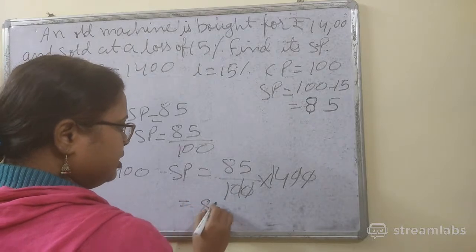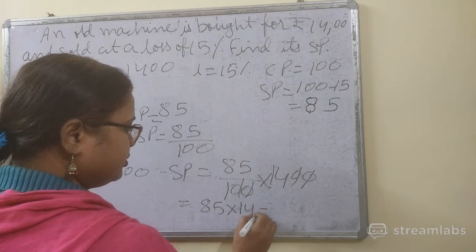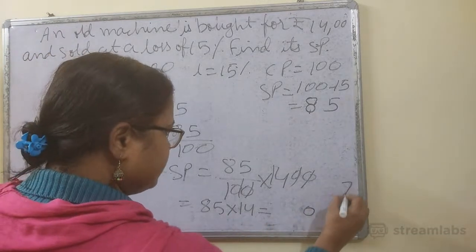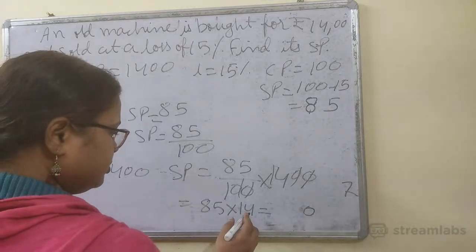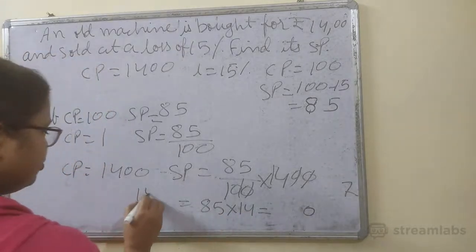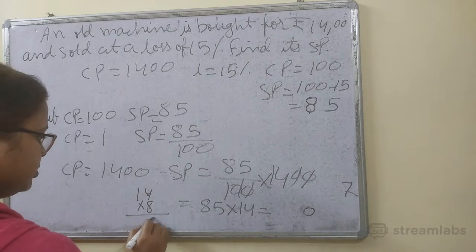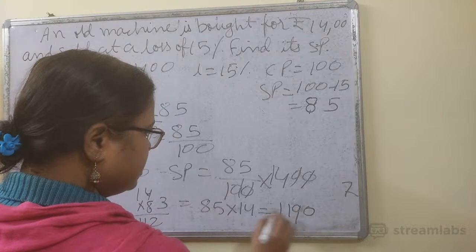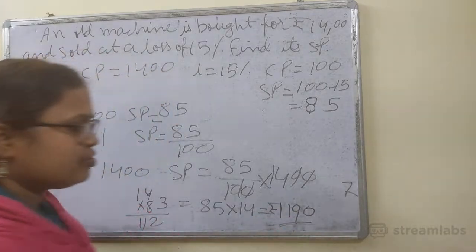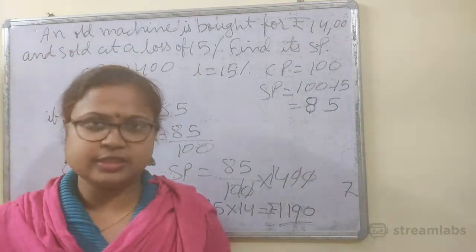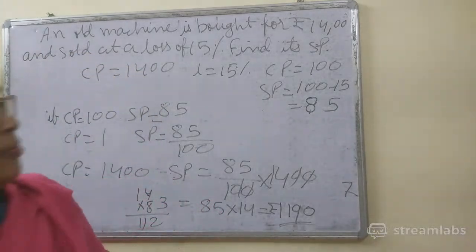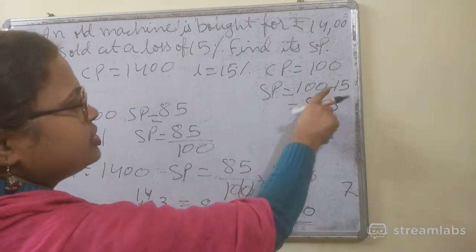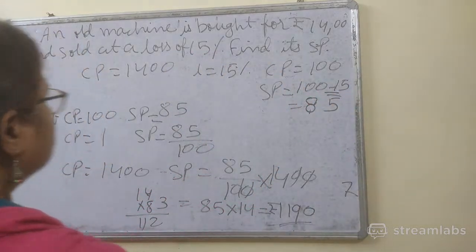So now multiply 85 into 14. When you multiply, you get 1190. So your answer will be rupees 1190. Okay. So very easy. When it is profit here, then you have to add. But here is loss. So when loss is there, here you have to subtract.